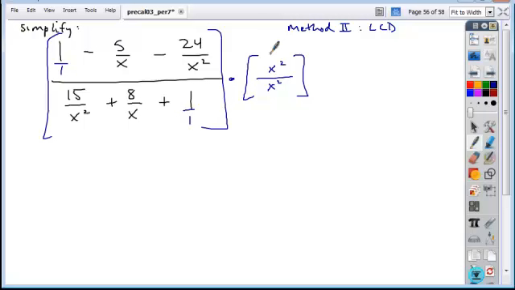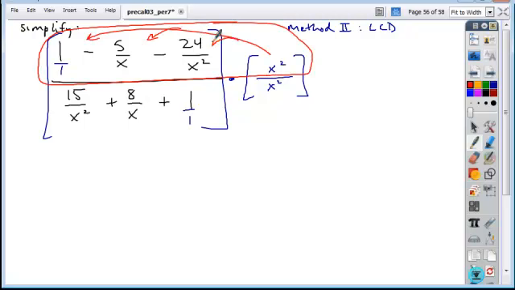Okay, so what I'm going to do is now work just in my numerator. So working just in the numerator here, I'm going to distribute my LCD through. So here I get 1 times x squared. Here this x cancels with one of these x, so I'm left with a negative 5x. And here the x squareds cancel completely, so I'm left with a negative 24. So I've converted out of this rational form into a single expression.